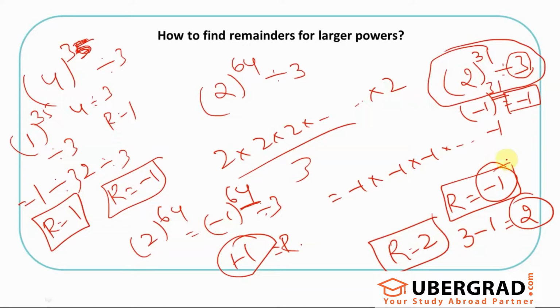So be careful that the answer cannot be negative like minus 1. It has to be positive always for a remainder. So what would I do? I'll just take the divisor. 3 is the divisor here, so I take 3 plus minus 1, because minus 1 is the remainder, so 2 is the answer.